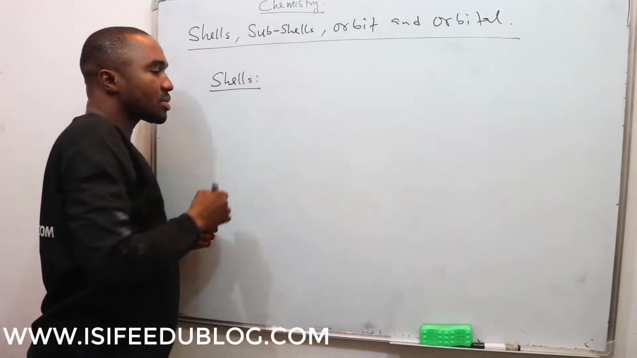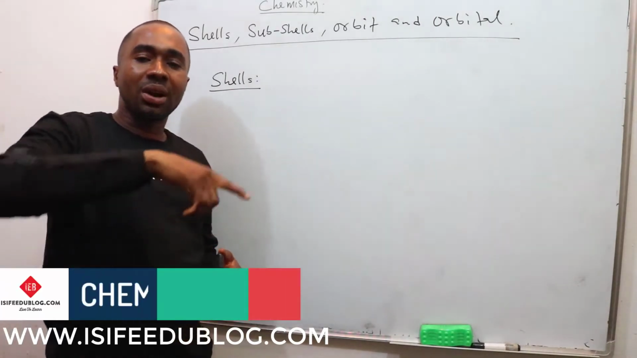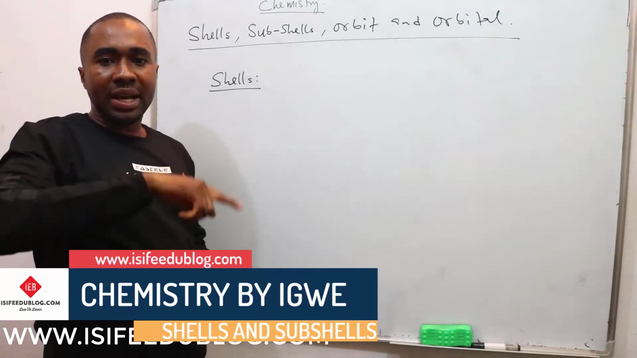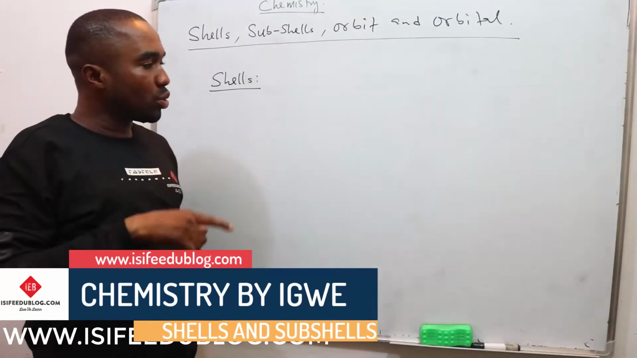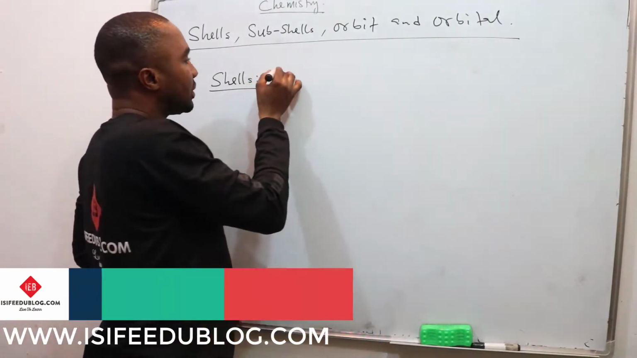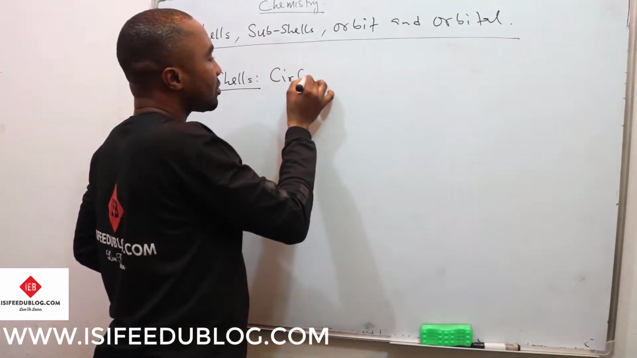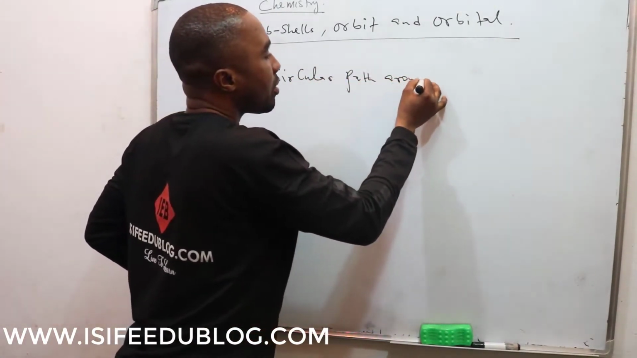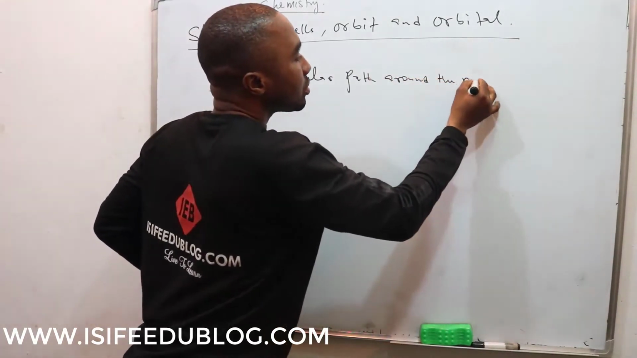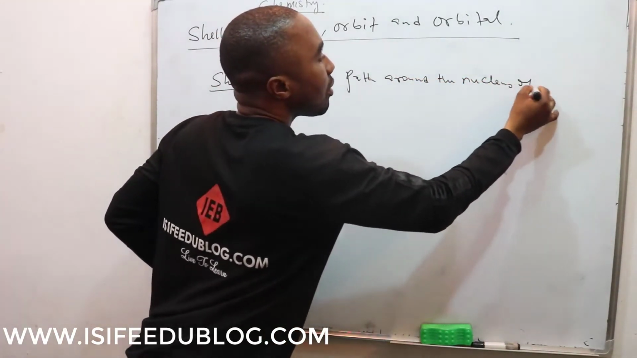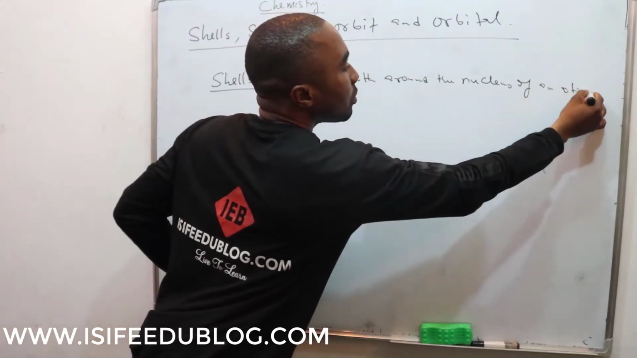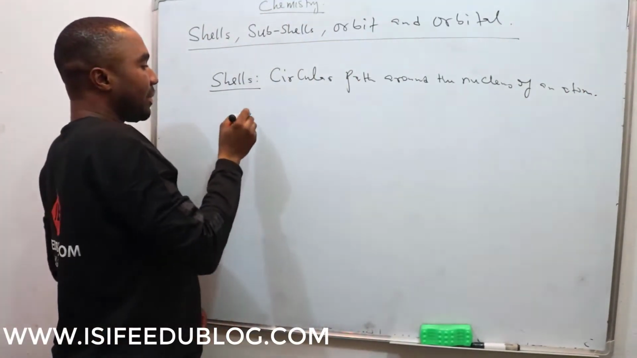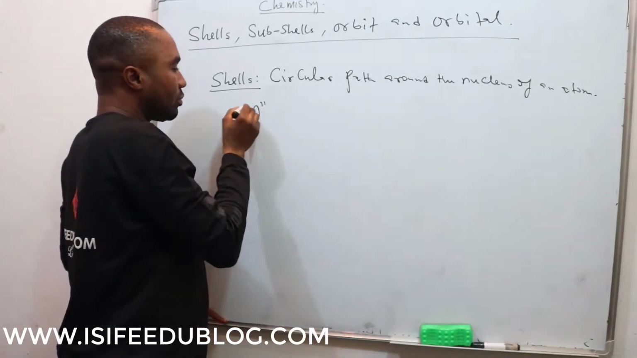or shells, we are referring to the circular part around the nucleus of an atom. That is the shell, and it is designated by N.